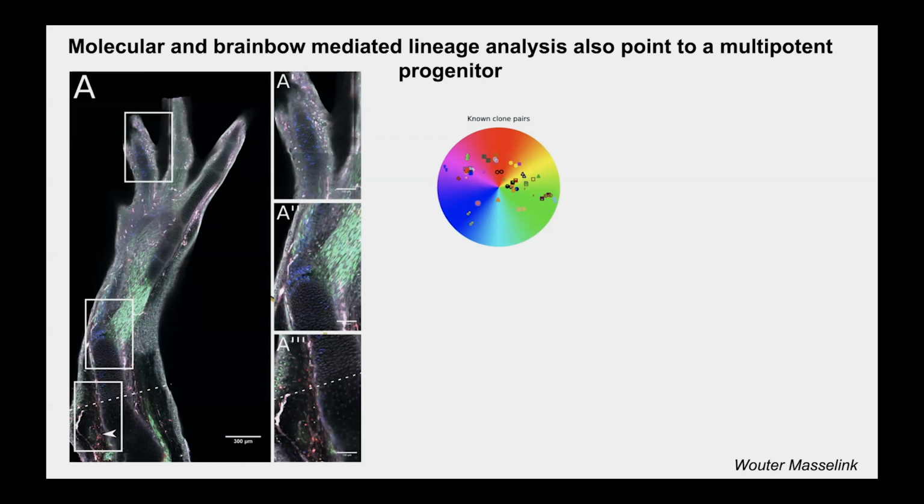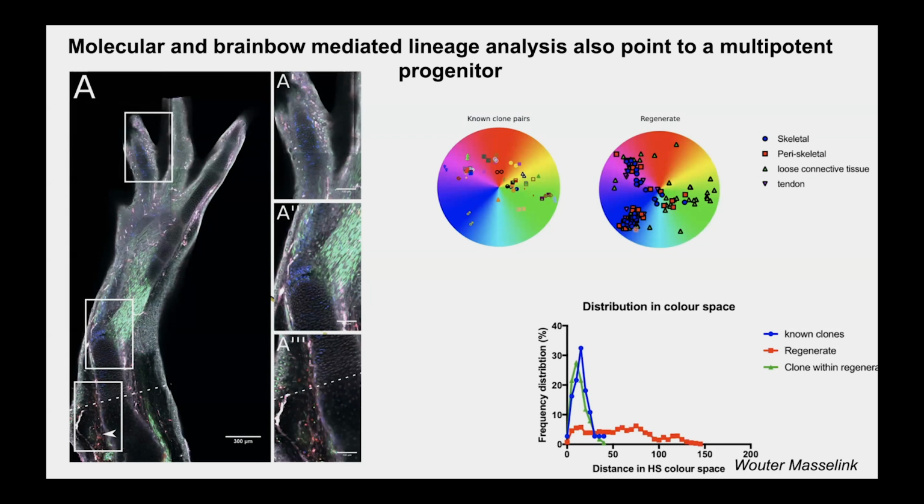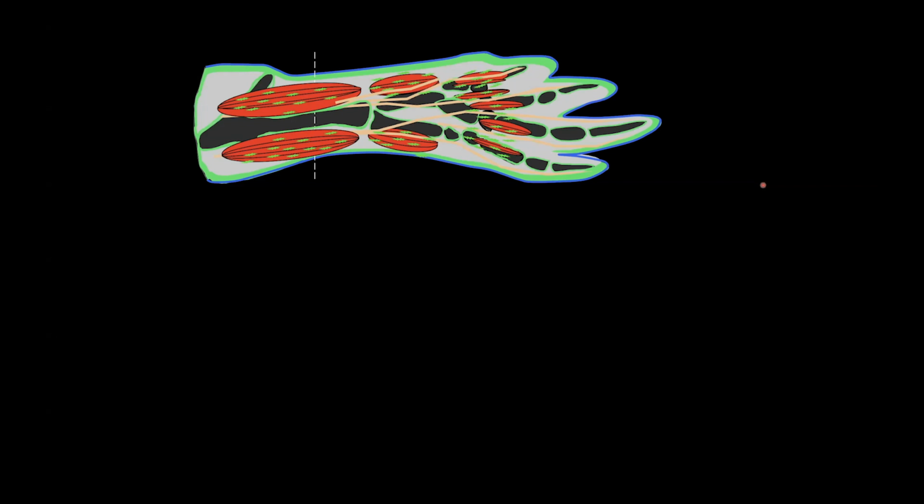So then when we look at what the blue cells contribute to in the regenerate, you can see from this legend here that indeed they are contributing to skeletons, periskeleton, loose connective tissues, and tendons. So then confirming Josh's filming data that when a connective tissue cell goes into the blastema, it generates a cell that's multipotent for the connective tissue lineage.